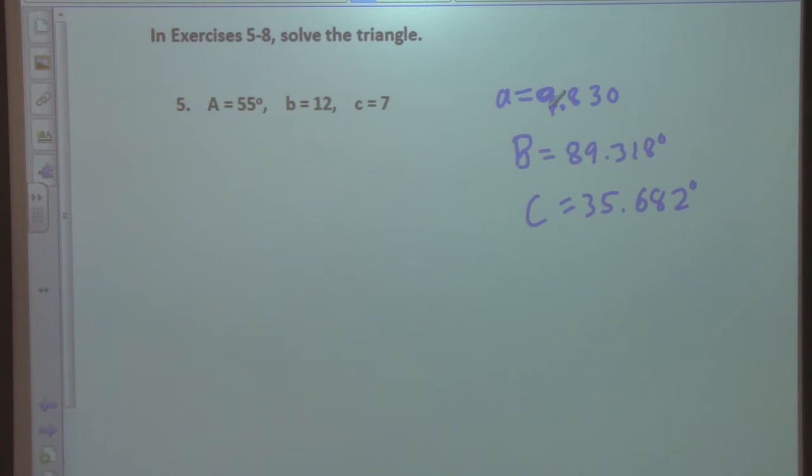So this one here, you did by law of cosines. You did it like this: little a equals 12 squared plus 7 squared minus 2 times 12 times 7 times cosine 55. Is that how you got it? Yep. So it doesn't always have to be C, it can be any of the letters. They're interchangeable.